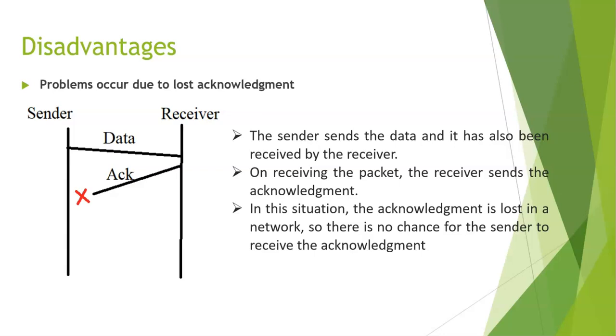We'll move on to the second disadvantage. The sender sends a data packet to the receiver. The receiver receives the corresponding data packet and sends the acknowledgement to the sender. Now the situation is that the acknowledgement is lost midway before reaching the sender. Here the acknowledgement is lost in the network. There is no chance for the sender to receive the acknowledgement, and it cannot send the next packet. So this problem occurs when the data or the acknowledgement is lost midway.